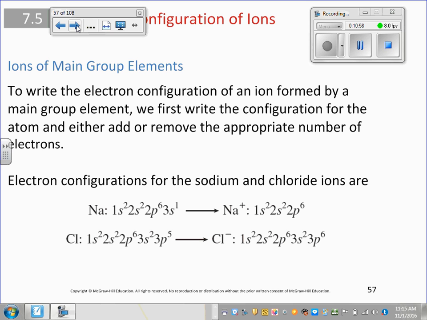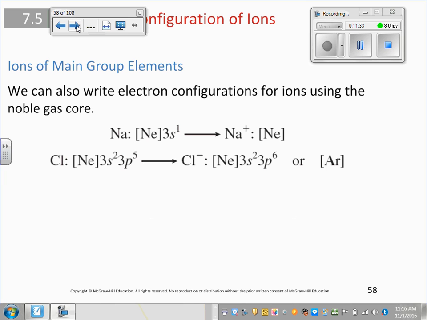So you can see sodium, there's its electron configuration, 3s1. If we take that electron off and give you sodium plus, we get 1s2, 2s2, 2p6, which is identical with neon, 10 electrons. Chlorine ends in 3s2, 3p5. If it gains an electron, it ends up with 3s2, 3p6, the same electron configuration as argon. So that would be the shortcut to write their electron configurations. Na plus would be neon, Cl minus would be argon.